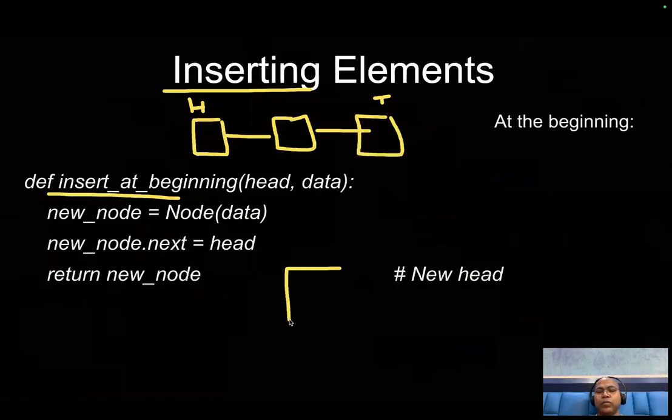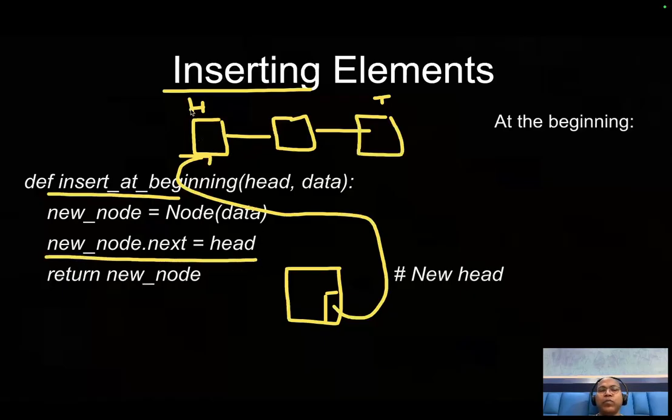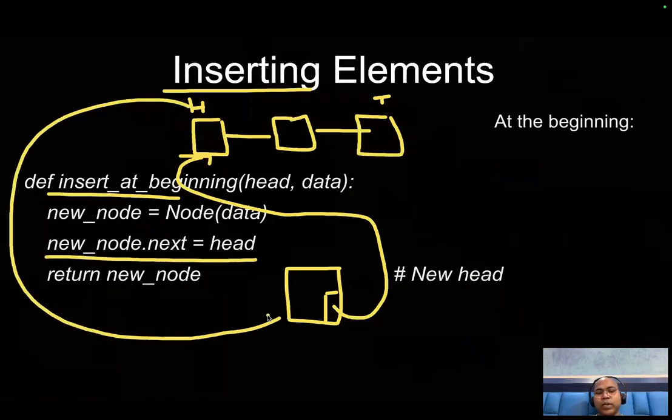So you just create a new node, and this new node's next becomes whatever the header was, and now the new node becomes the header. So our linked list starts from this header, then this, then this, then this, then next. This is the way you can add a new element at the start of the list.